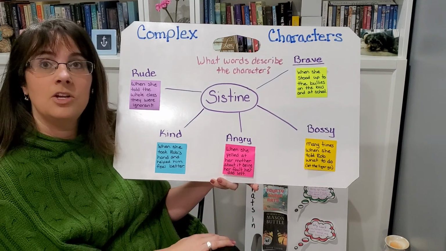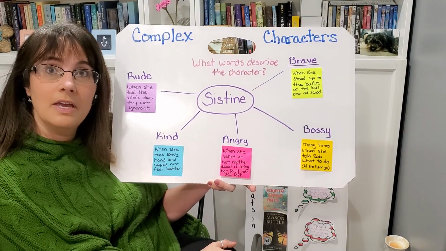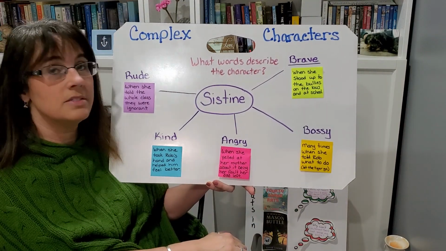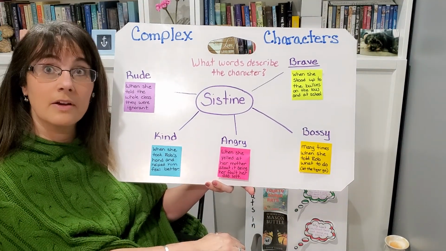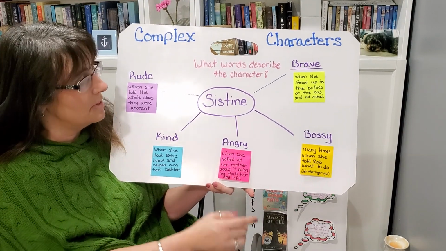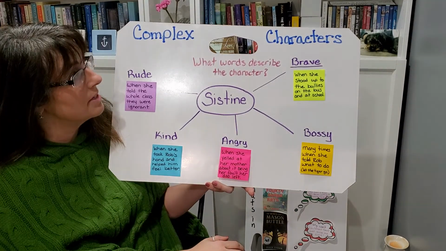So if you're reading your book today, what I'd like you to do is take a look at your character. Maybe in your journal, you could do some jotting. Maybe you could even make a web like this, talking about how your character is complex and maybe some of the different ways they act, some of the character traits or some of the emotions that they have that show that they're a complex character too.